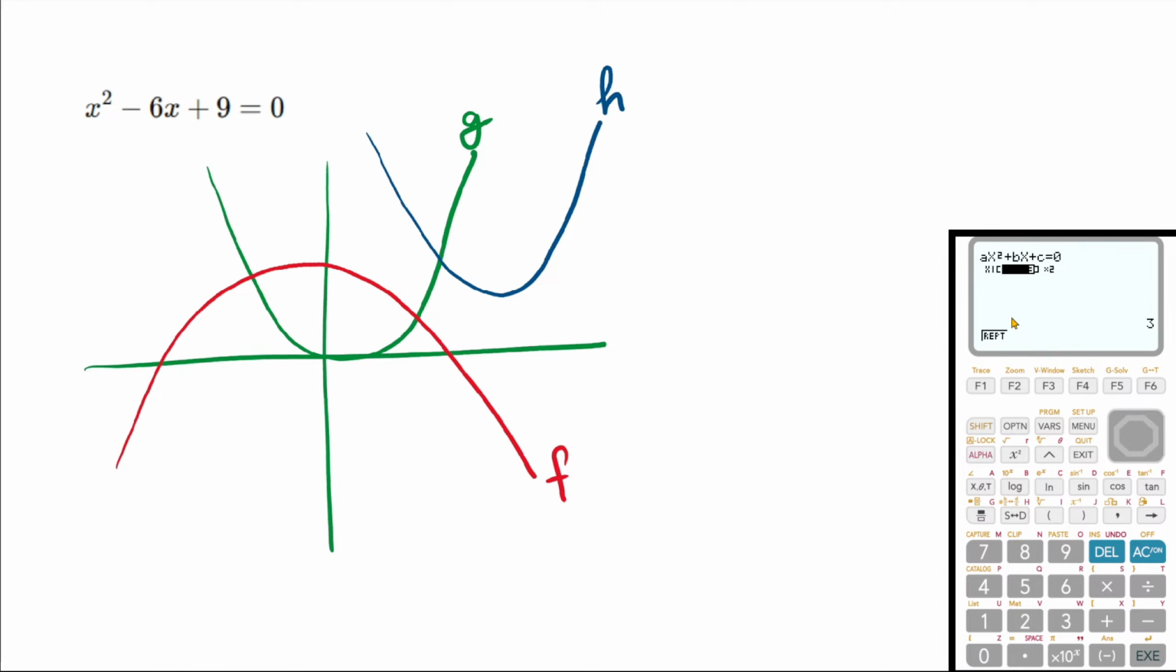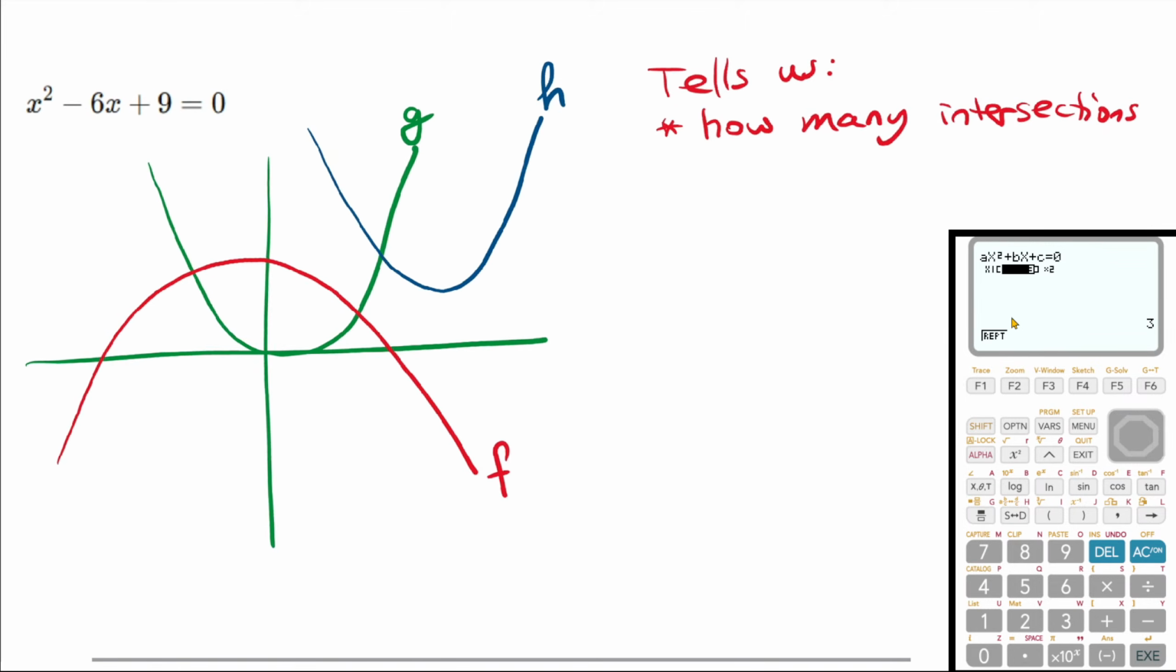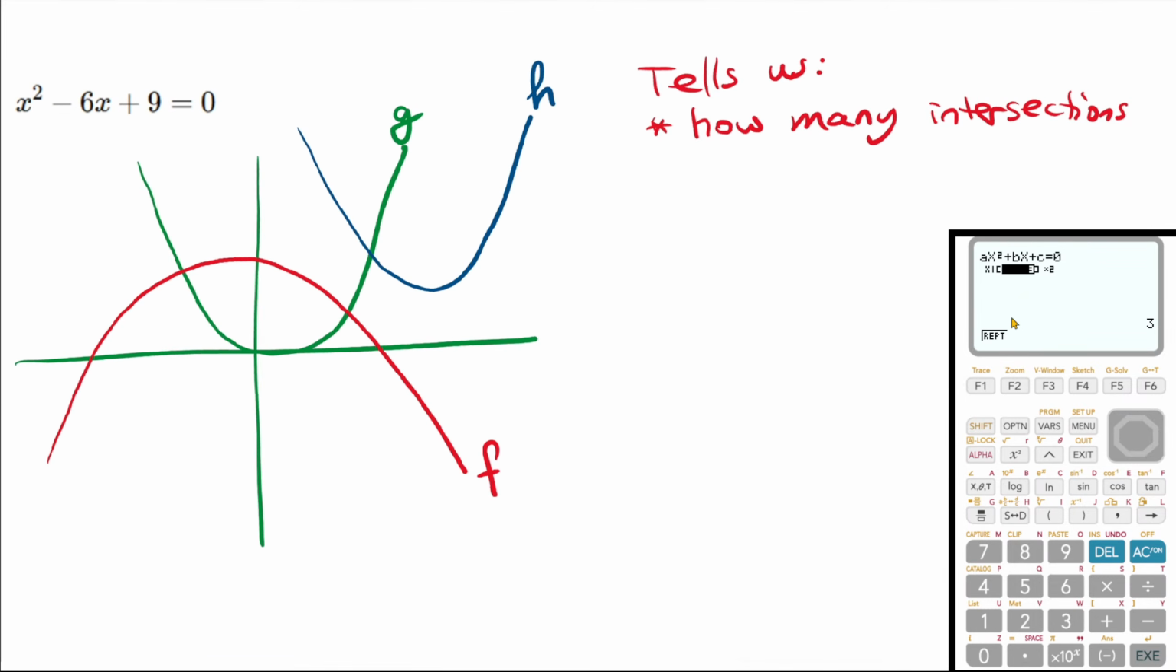So what does the discriminant have to do with a quadratic? Well, the discriminant tells us how many intersections we have. Here we mean the x-intercepts, yeah. And I'm going to just write roots, because most of the time we call them roots.